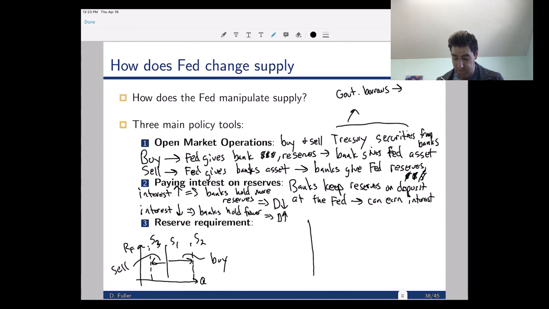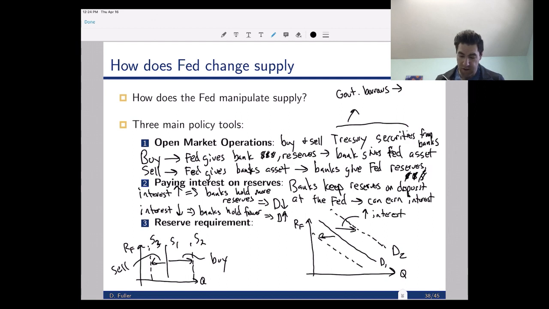All right, so the other way that the Fed can keep the federal funds rate fixed at its level is to manipulate demand. So here's demand that starts, and the Fed can increase demand by decreasing interest. So I pay you less interest on your accounts. You're going to go to the federal funds market more frequently, and that's going to increase demand for reserves.